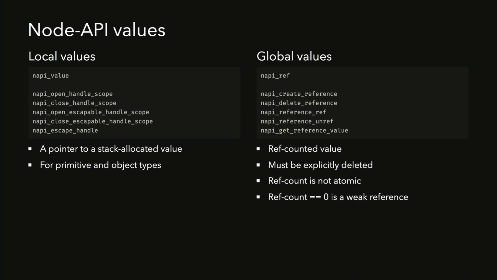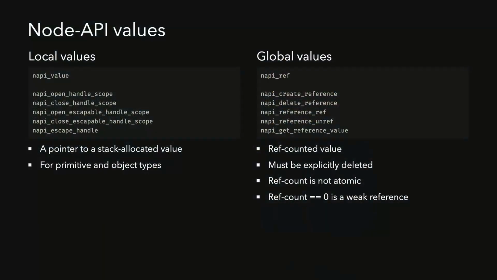Node API values are just pointers to JavaScript values located on a special stack. We have a few functions to handle this stack. We can open and close scope. All the stack gets completely emptied every time we complete a call to a native module. To preserve values between calls to native modules, we're using global ref-counted values. Unlike normal ref-counted values, they must be explicitly deleted. When the ref-count becomes 0, it just becomes like a weak reference.